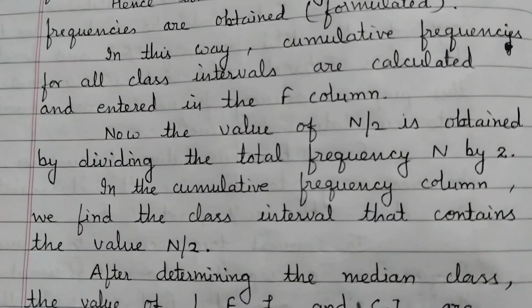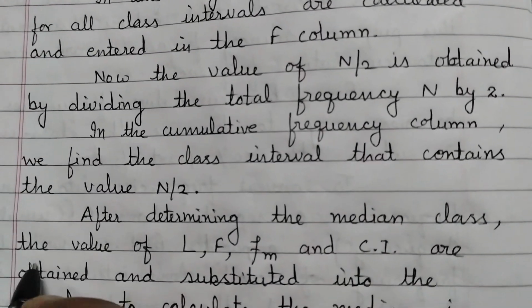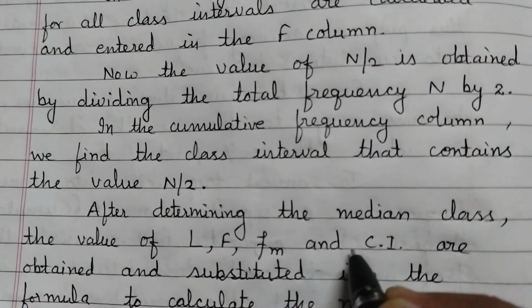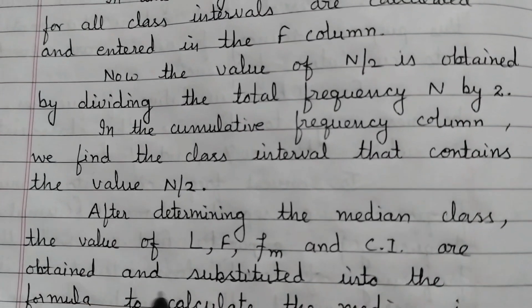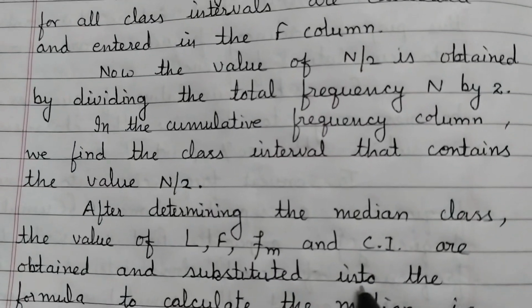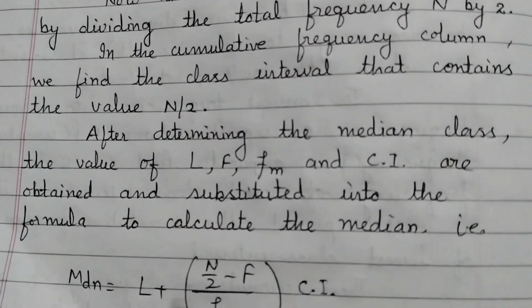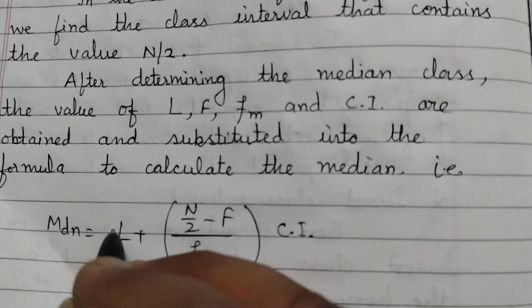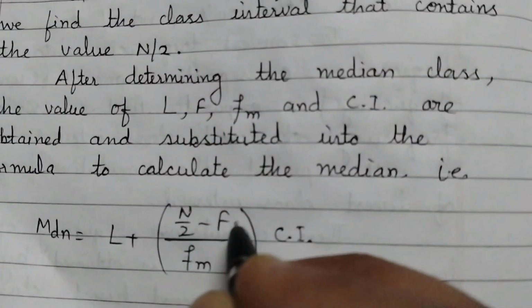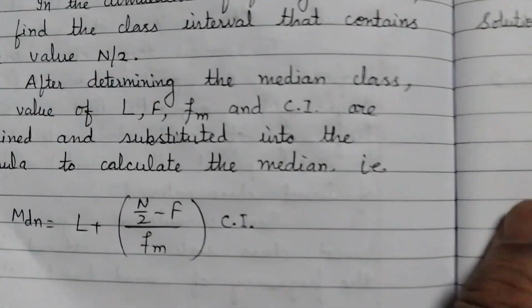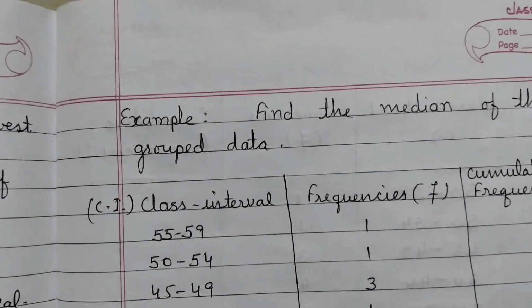After determining the median class, the values of L, F, Fm and Ci are obtained and substituted into the formula to calculate the median. The formula is given as median is equal to L plus n by 2 minus F, divided by Fm, multiplied by Ci or i. Here I have considered one example.